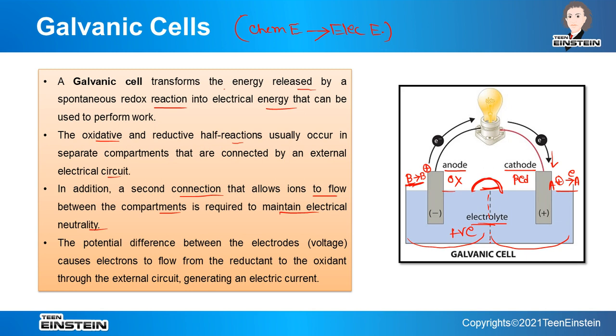The picture will be shown later, but in the salt bridge there is a compound present, mostly KCl or NaCl, so K plus and Cl minus. When there is excess positive charge, the corresponding anion can move towards that side, and when there is excess negative charge, then the K plus can move towards that side. This is the purpose of the second connection. It allows the ions to flow between the compartments, which is required to maintain electrical neutrality. Otherwise, on one side there will be excess positive charge, and on the other side excess negative charge.